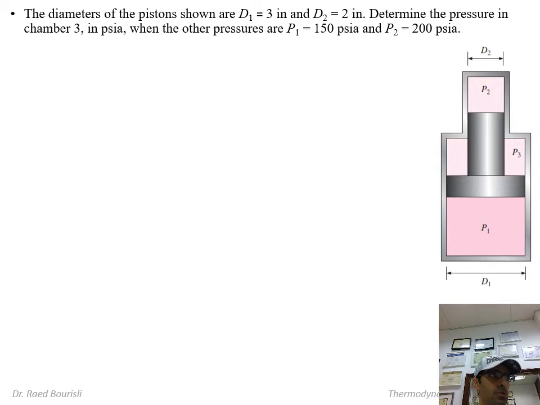Next, let's look at a related problem. You have the diameters of the pistons shown. So you have this piston and this piston, and you have both diameters, the big and the small. This is D1 and this is D2, and this one looks bigger.